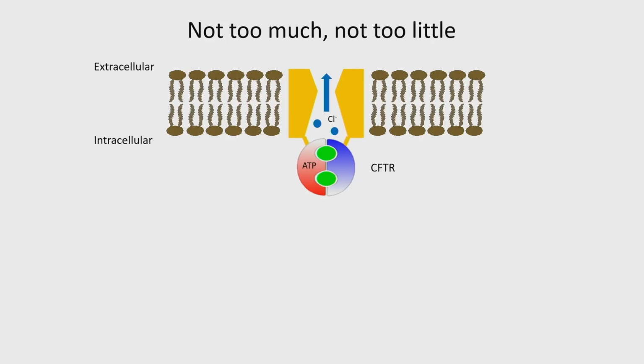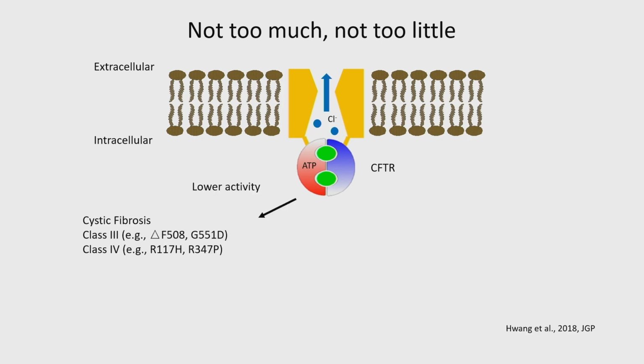So we all know CFTR is a chloride channel. It uses ATP as energy to transport the chloride across the membrane. Lower activity, resulting from either lower open probability or diminished conductance, can lead to CF.